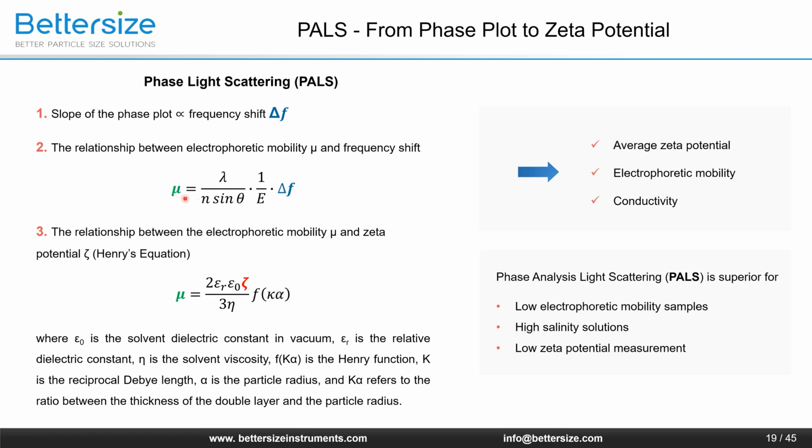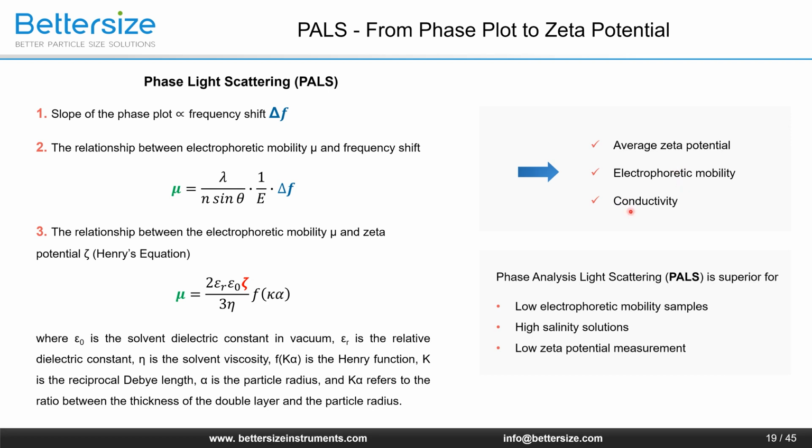Since the electrophoretic mobility is proportional to the frequency shift, according to the equation, the zeta potential can be derived from Henry's equation using the electrophoretic mobility. So, PALS can provide parameters including average zeta potential, electrophoretic mobility, and conductivity.